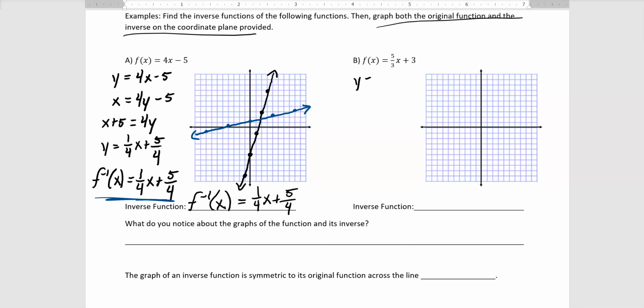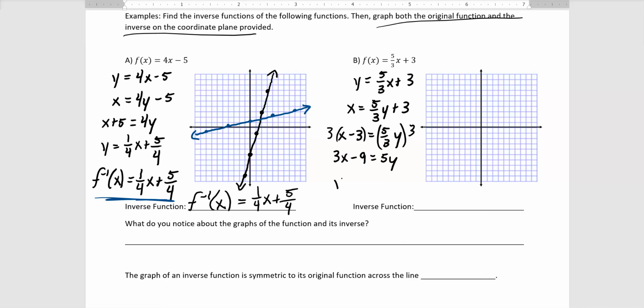So first step, switch f of x to y, so y equals 5/3 x plus 3. Switch x and y, so x will be 5/3 y plus 3. And then solve for y. So I can subtract 3, so I'll have x minus 3 equals 5/3 of y. I will then multiply both sides by 3 to get rid of that denominator, so I'll have 3x minus 9 equals 5y. Divide by 5, and I get y equals 3/5 x minus 9/5.